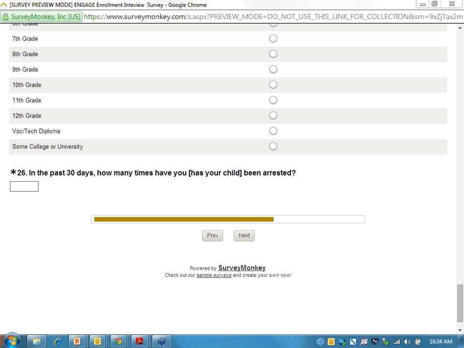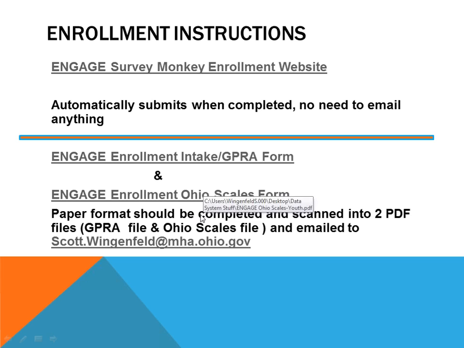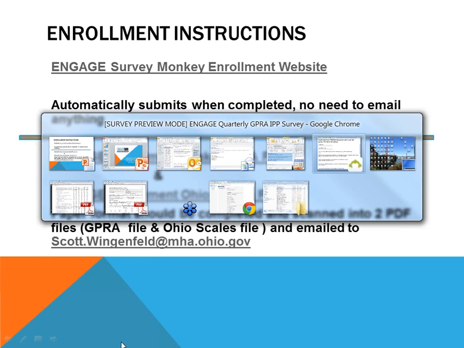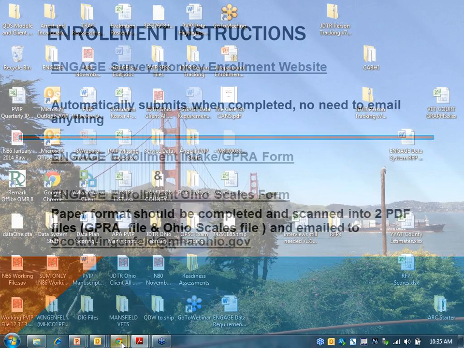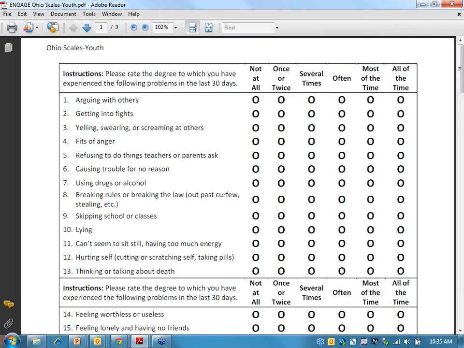So that's basically the extent of the client level GPRA. I'm sure a lot of you have completed this before in other grants you've worked on. We also have, like I said, the Ohio Scales. And some of you may have seen this before.